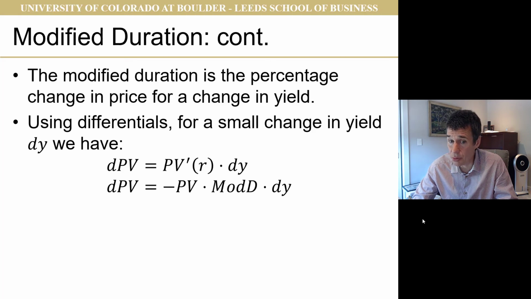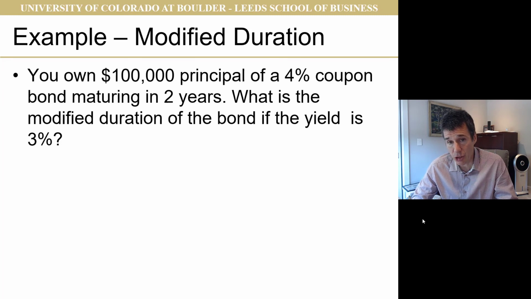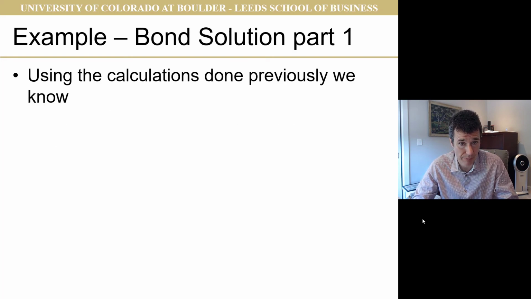Because modified duration is really just an adjustment to the derivative, it's pretty closely related, we can use modified duration to do the same sort of calculations we would do with the derivative. So we own $100,000 principal of a 4% coupon bond maturing in 2 years. We want to find the modified duration of that bond if the yield is 3%.